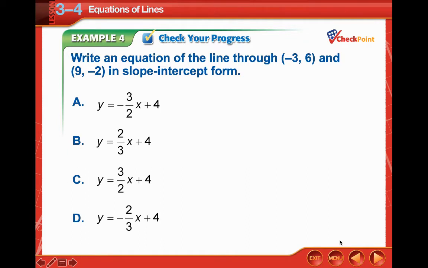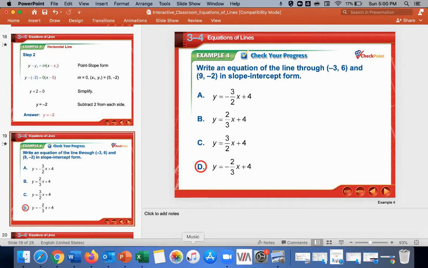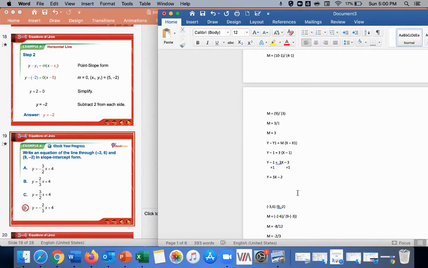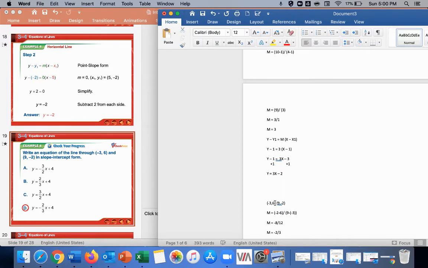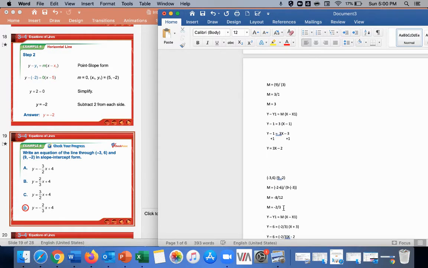Okay, hopefully you were able to solve this one on your own. It's going to come out to -2/3 x plus 4. Let's check it out and see how this problem is solved. We're given (-3, 6) and (9, -2). Put them in the slope formula, y2 minus y1 over x2 minus x1, and we end up getting -8 over 12, which becomes -2/3. As you can see, we've already got our slope.